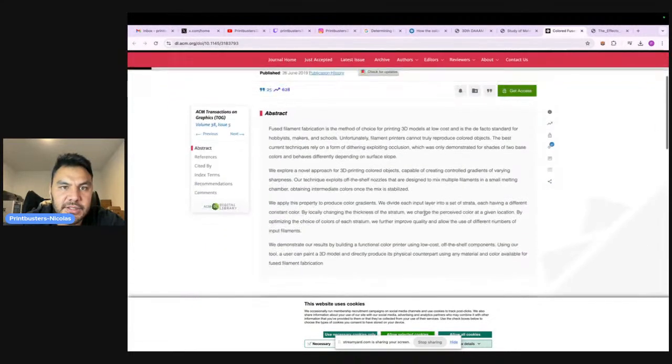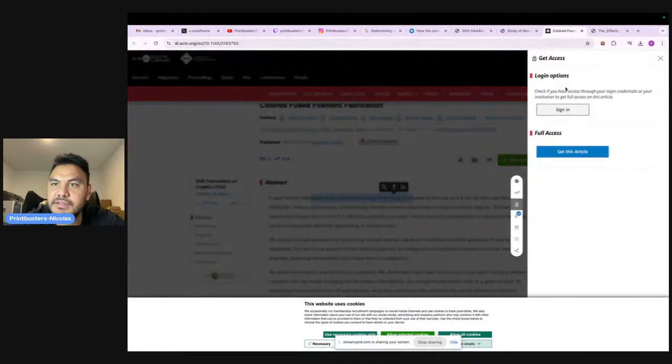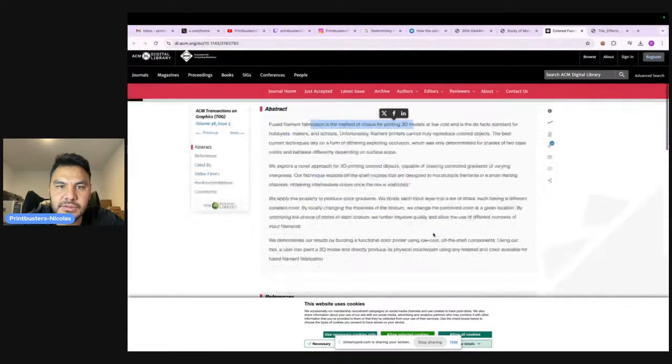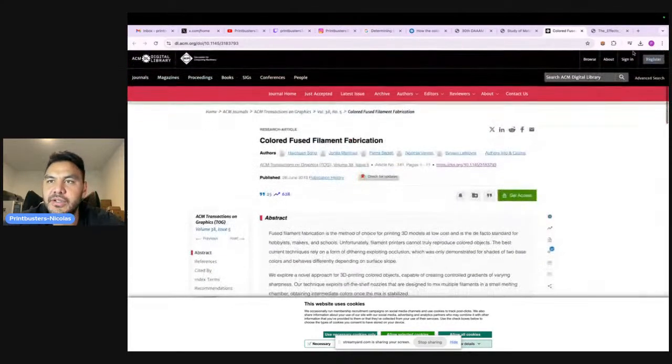Let me see. Get access. No. FDM is a method of choice, blah, blah, blah. We explore novel approach to 3D printing color object capable of creating control gradient of varying sharpness. Our technique explores off-shell nozzle, described mixed multiple. Okay, so it's how to make a colorful filament. Okay.